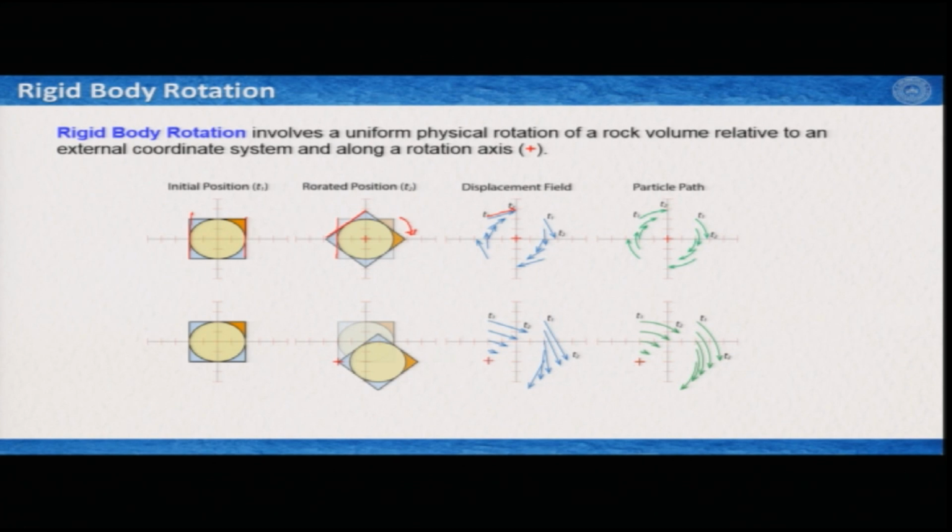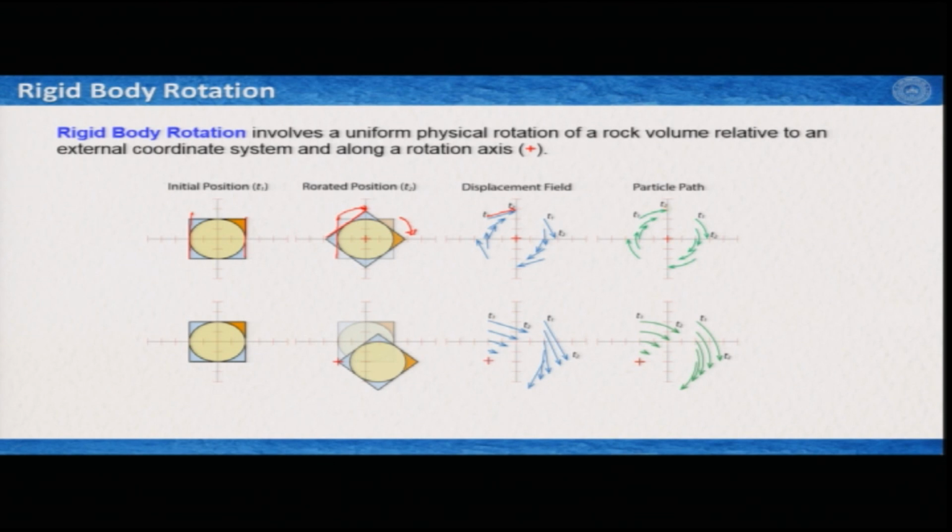But the particle path not necessarily has to follow a straight line, because this point moved to this point not necessarily by a straight line, it actually moved following a curved line. Therefore, the particle path would not be a straight line but a curved line.